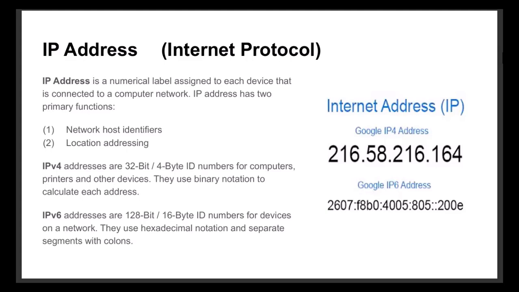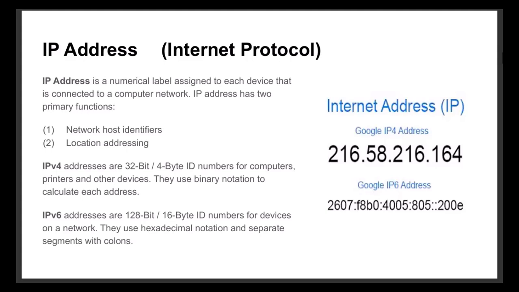IP version 4 addresses use binary decimal notation. They contain 4 different sections of 8 individual bits. A full IP version 4 address will have 32 bits or 4 individual bytes. Remember, 8 bits equals 1 byte. And we use binary notation to calculate the different values in each section of an IPv4 address.